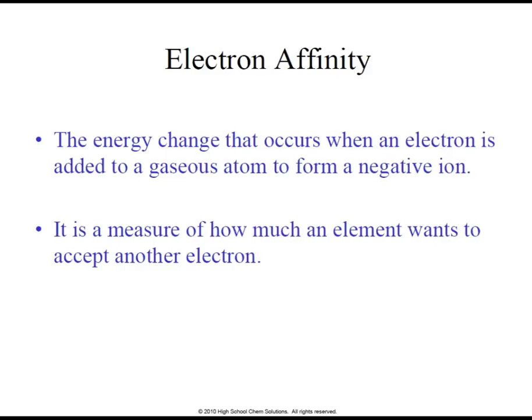The first of these last two is electron affinity. Electron affinity is the energy change that occurs when an electron is added. So for ionization energy, we're taking away electrons. But here we are adding electrons to form a negative ion. This is a measure of how much an element wants to accept an electron. So on ionization energy, we're trying to remove an electron. That always takes energy. But here we're going to try to give the element another electron. And this is going to be a measure of how much they want to accept it.